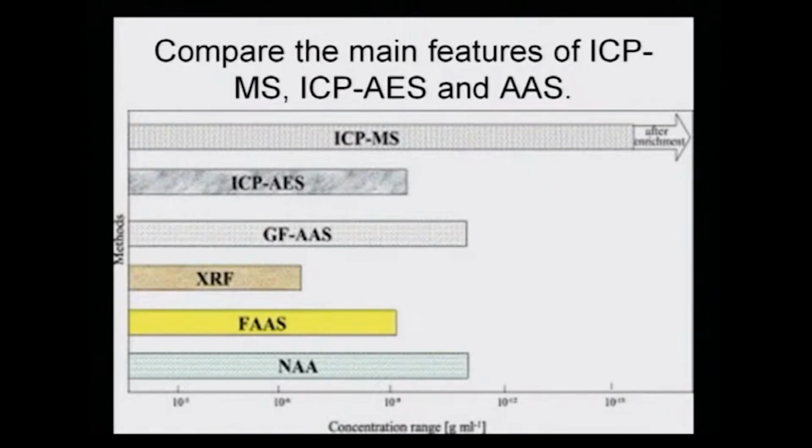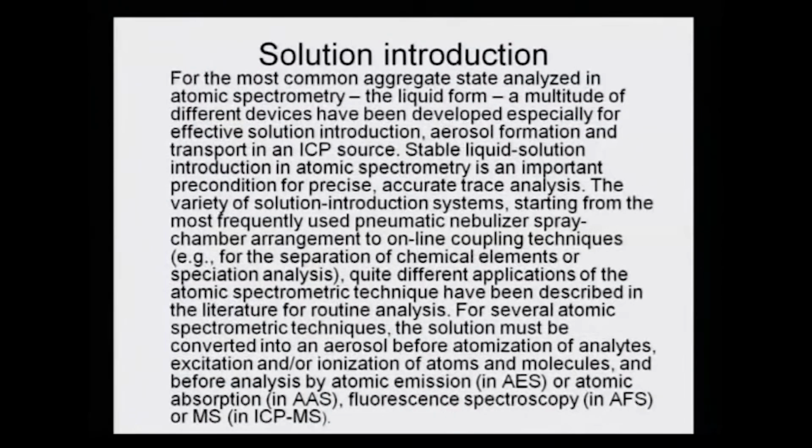is the flame AAS. So, one can see that if one sits to compare the efficiencies, the sensitivities and the enrichment of the trace and ultra trace metal analysis, one finds that ICP-MS is the answer. Now, in all of these, the solution introduction is the most crucial step.